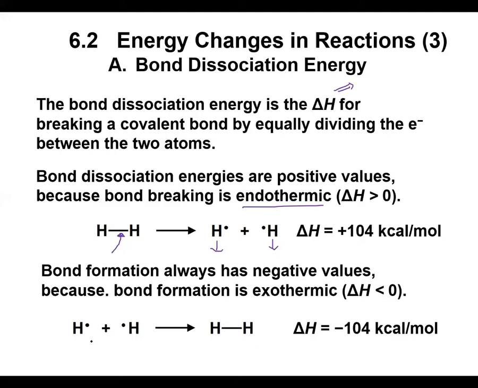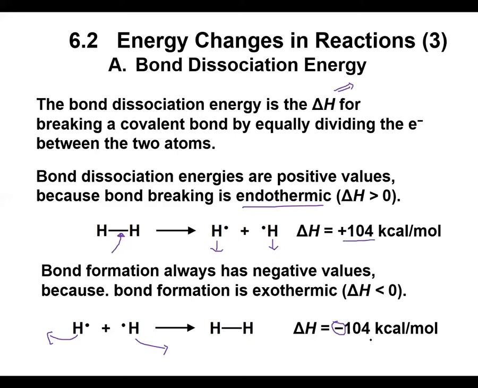And we can see here the opposite is true. These atoms need to give away or lose energy. As energy is being released, we see it's the same number because it's the same bond. But in this case, it would be a negative value to indicate that it's exothermic in this process. Sometimes people have a hard time with that aspect of it.